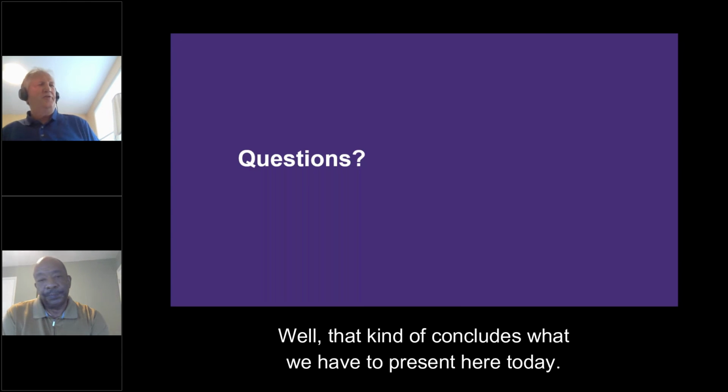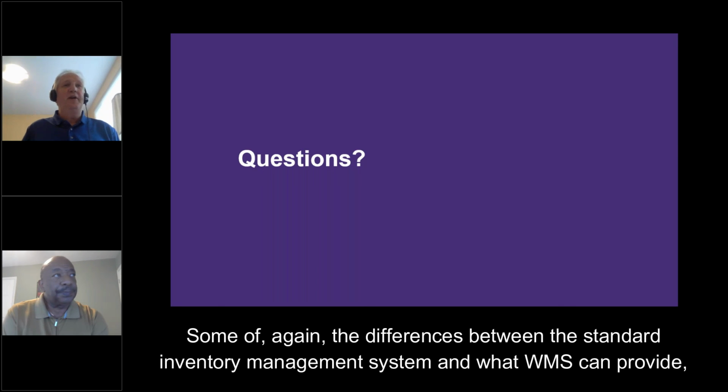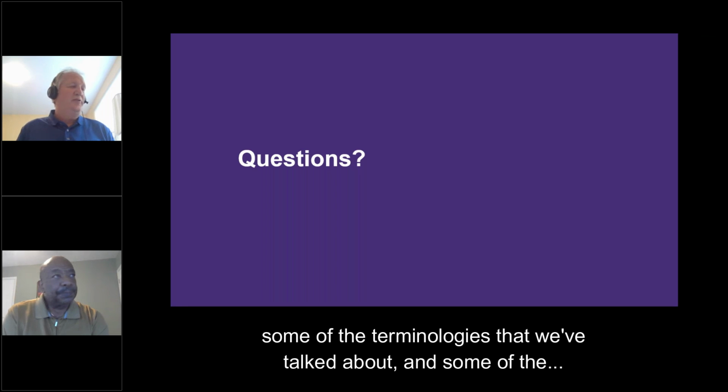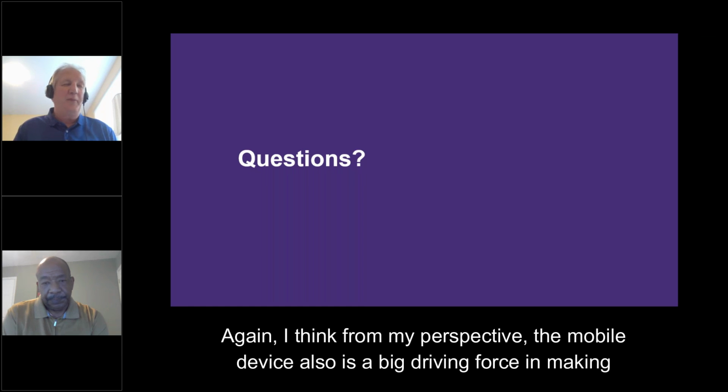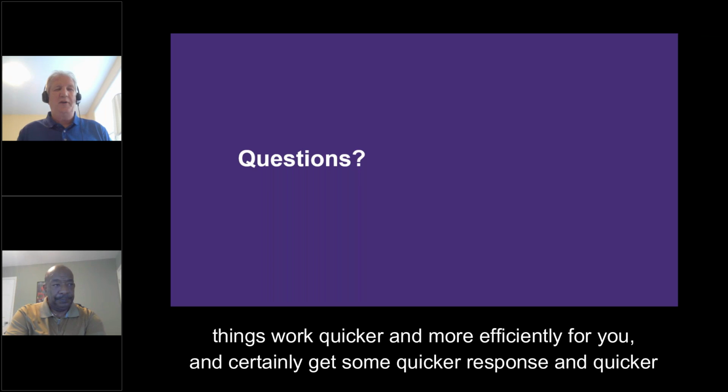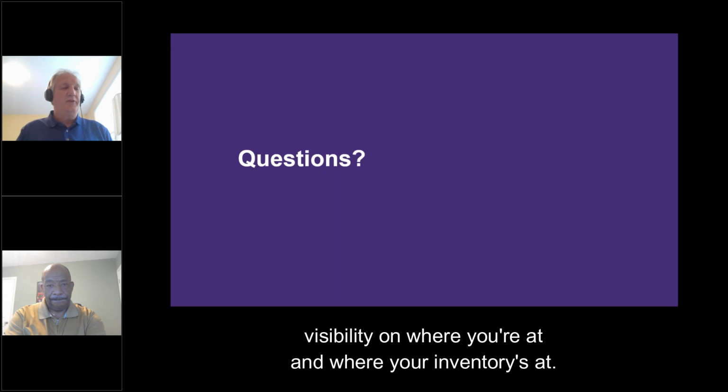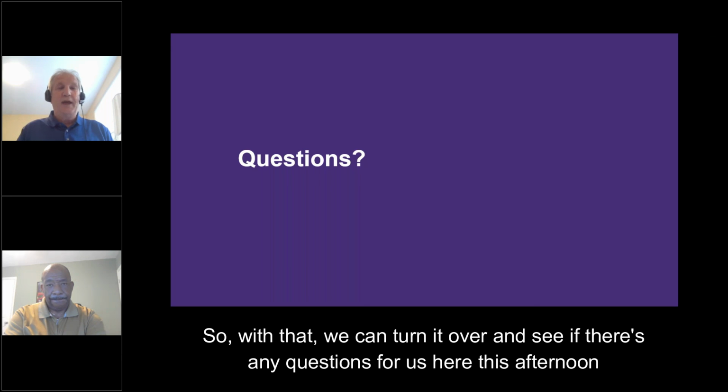Well, that kind of concludes what we have to present here today: the differences between a standard inventory management system and what WMS can provide, and some of the terminologies that we've talked about. From my perspective, the mobile device also is a big driving force in making things work quicker and more efficiently for you, and certainly gets you quicker response and quicker visibility on where you're at and where your inventory is at. So with that, we can turn it over and see if there are any questions for us.